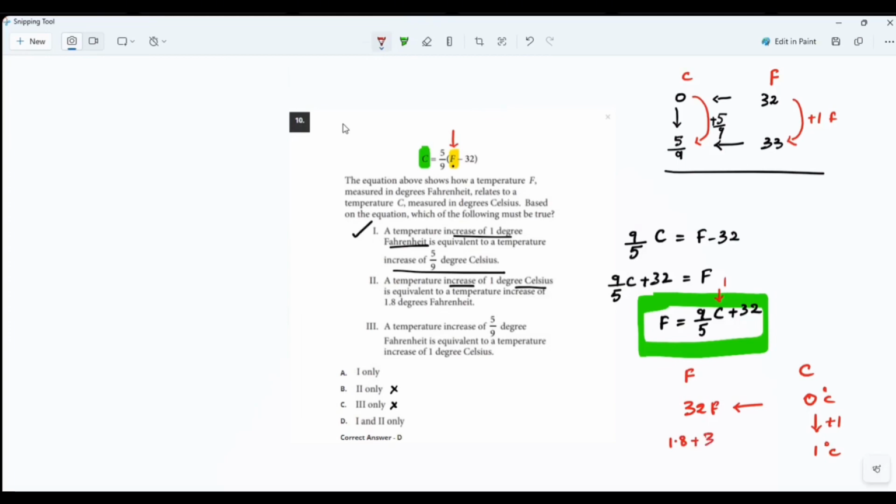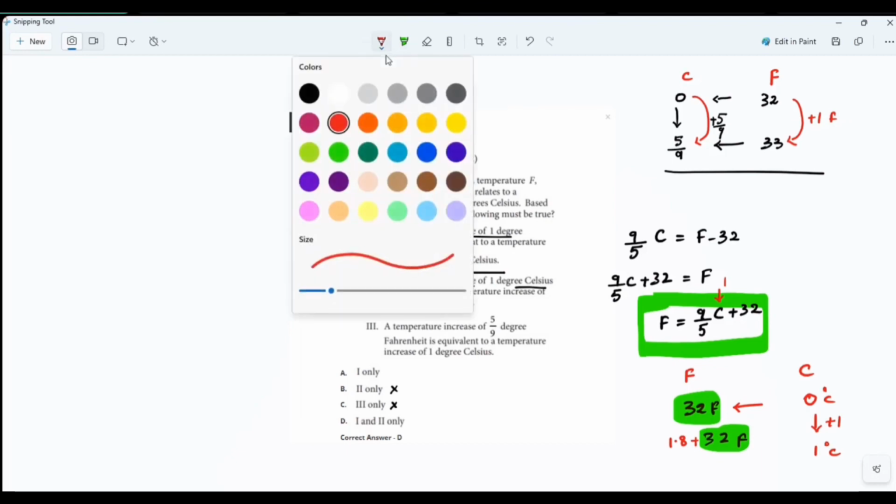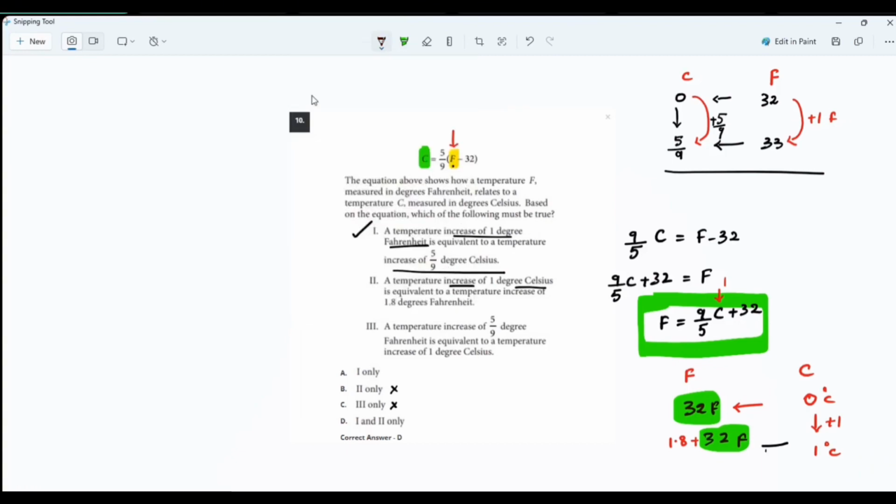So originally it is 32. But how much is it changing? Because you increase the Celsius by 1, it is increasing by this. See that? Isn't that what he's saying? An increase of 1 degree Celsius is equivalent to a temperature increase of 1.8 degrees Fahrenheit. Yeah, so 2 is also right, which means D.